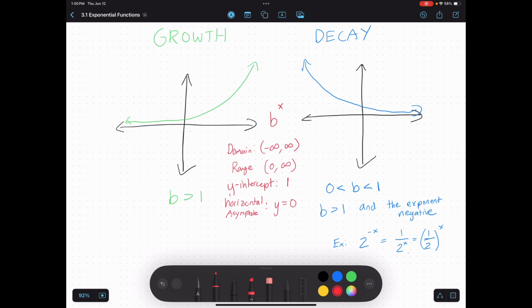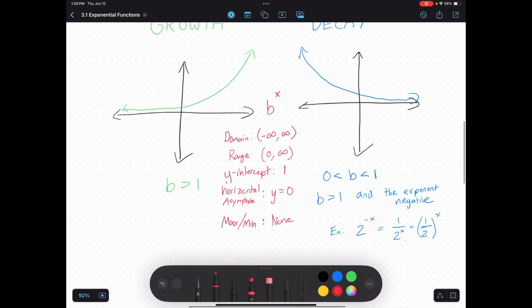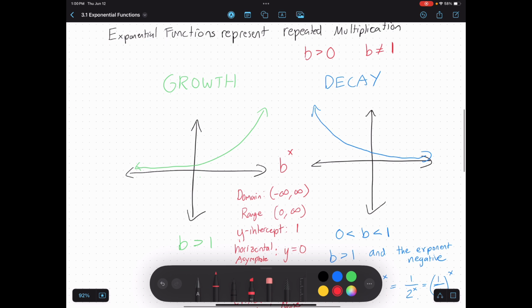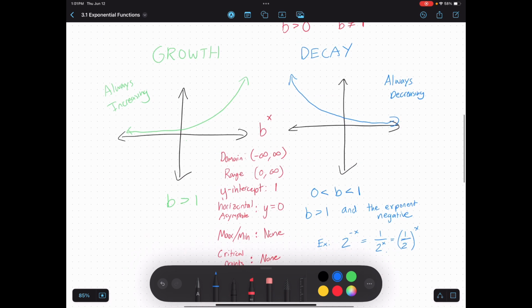So with that in mind, let's think about maximums and minimums. Does this function have any maximums or minimums? No, it doesn't. It doesn't have an absolute max or an absolute minimum because it never reaches 0 and it goes up to infinity. It also doesn't have any local maxes, which means, does this function have any critical points? It doesn't. The growth function is always increasing. It never switches from increasing to decreasing. The decay function is always decreasing. There are no critical points where it's going to switch.